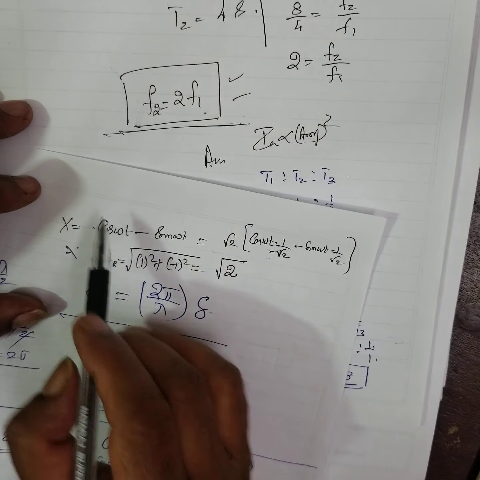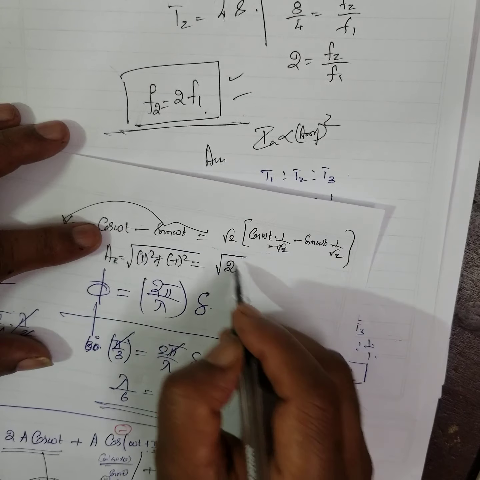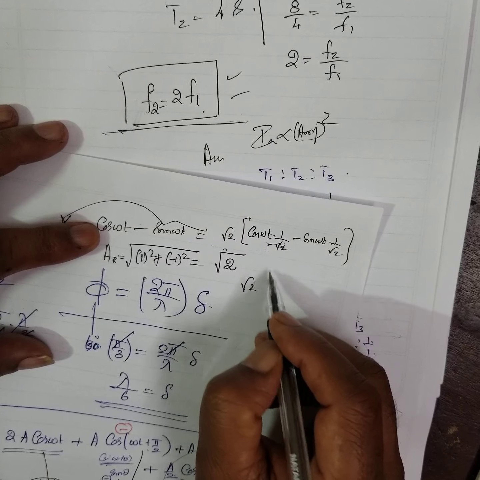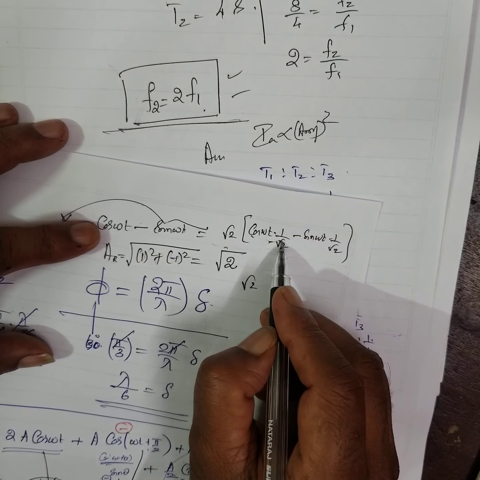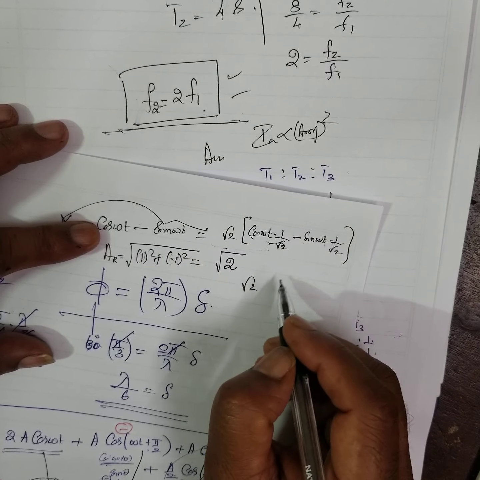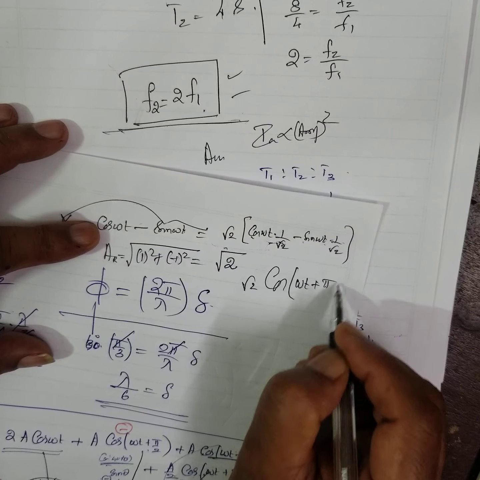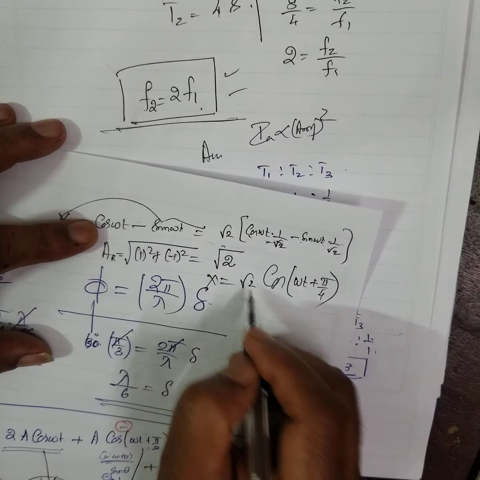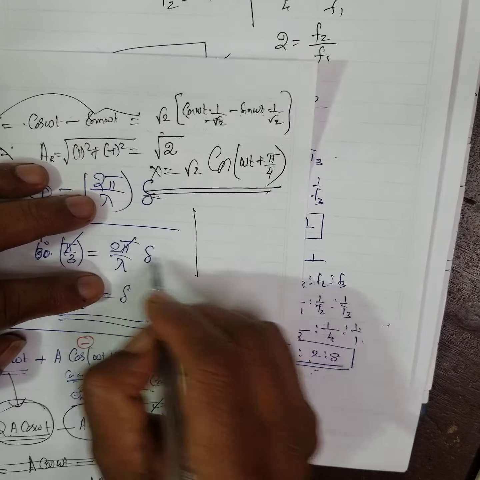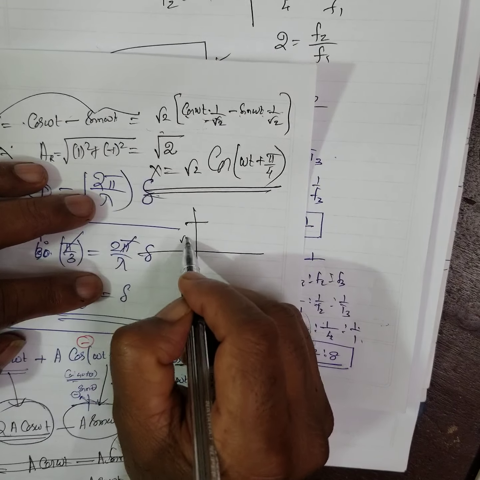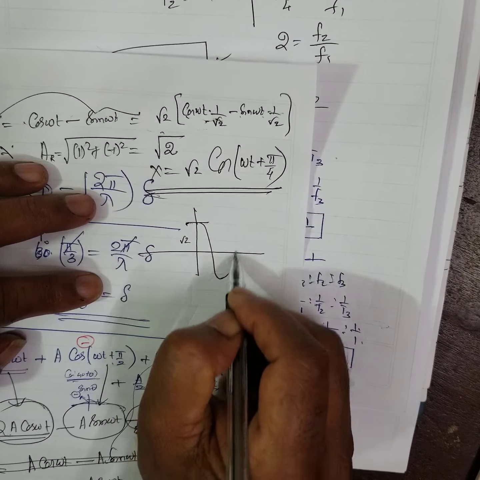Then you know how to do this. This we have already done. What is cos A cos B minus sin A sin B? This is cos A plus B. That is cos omega t plus pi by 4. This is also a wave. How does the wave look like this? Amplitude is root 2. This is a cos function. It will be like this.